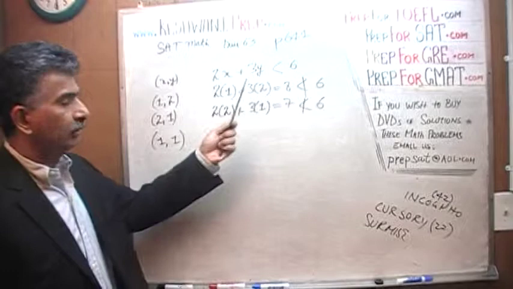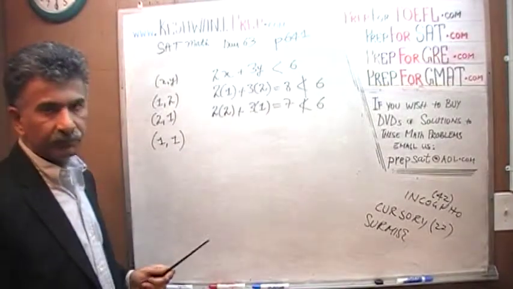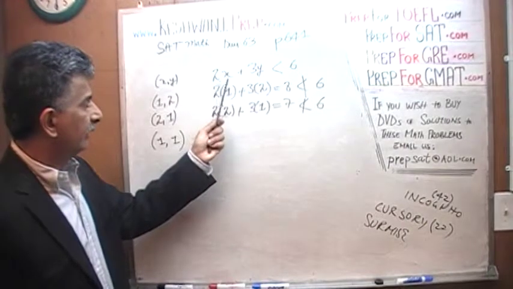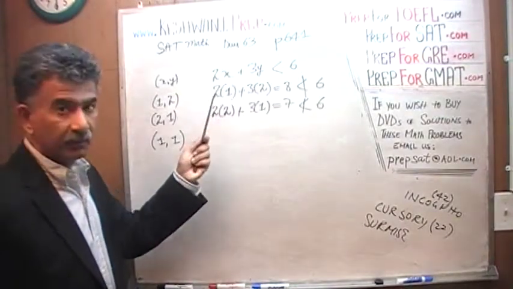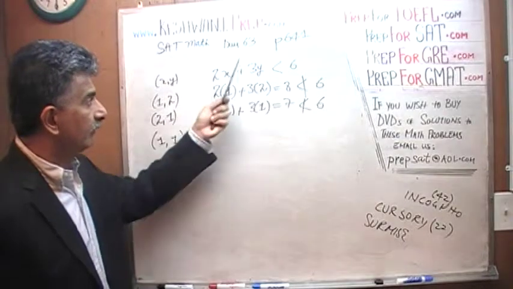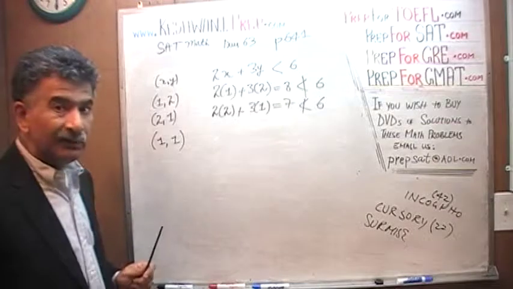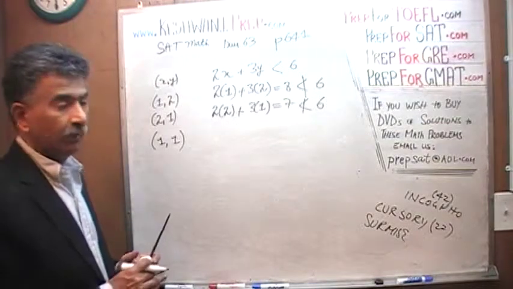2, 2 will not do, because you can't put 2 at all, because as soon as you put 2 here, this 3 times 2 becomes 6. And by the time you add some other positive quantity, because they are both positive integers, it's obviously going to be more than 6, because 3 times 2 is already 6. 1, 1 is the only ordered pair where this would hold true.